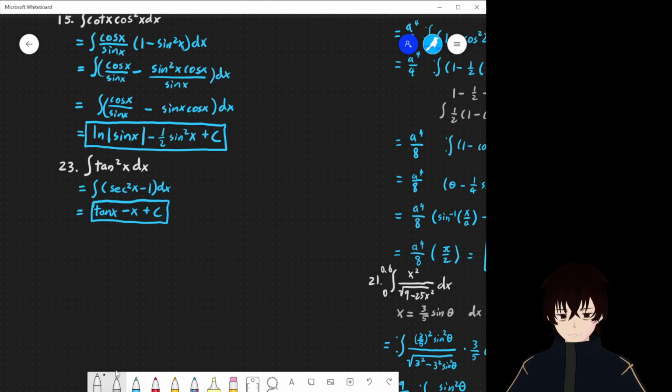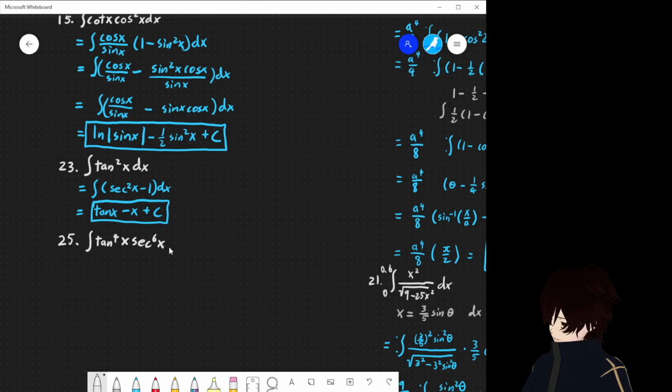Why did they throw in such an easy question? That one was easy, but our next competitor, number 25, will not be as easy. Number 25 wants to know the integral of tangent to the power of 4 x secant to the power of 6 x dx. Indefinite integral once again.